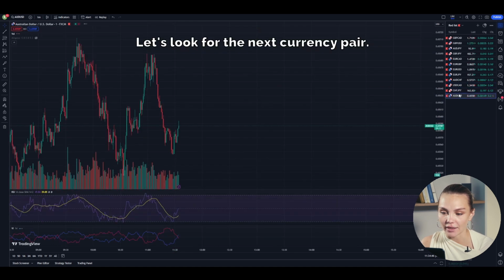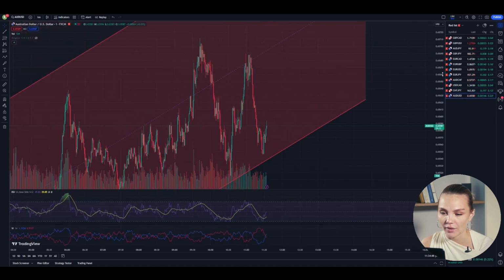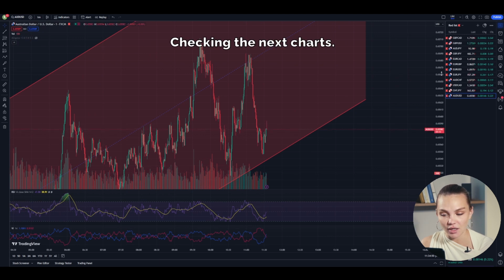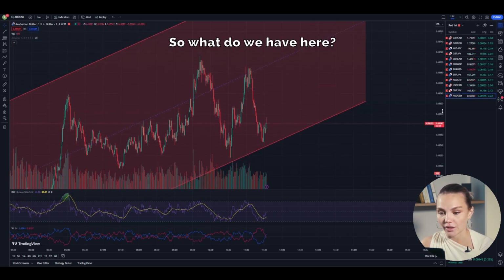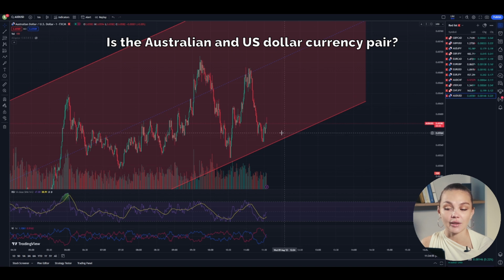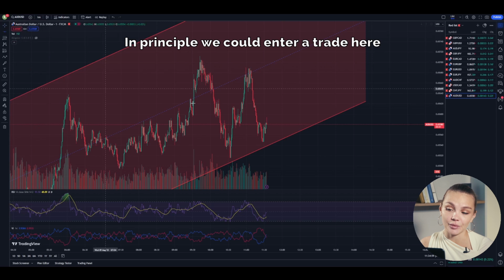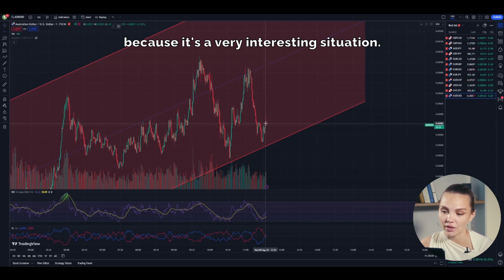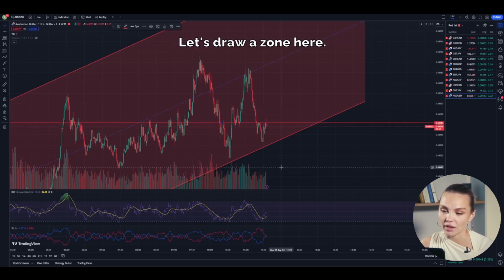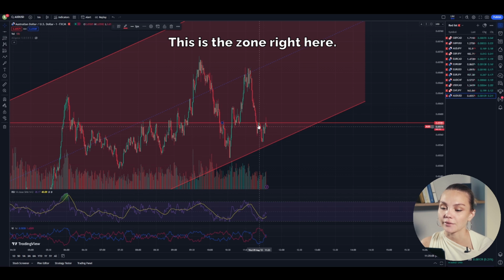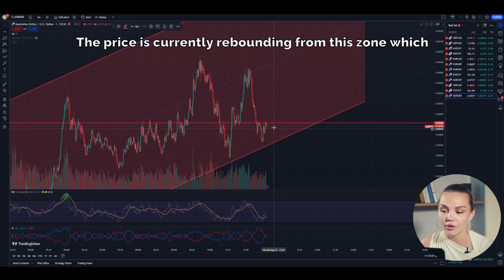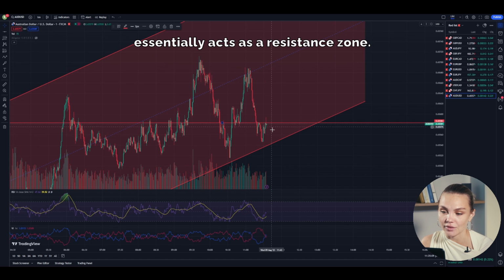Let's look for the next currency pair. Checking the next charts. So what do we have here? It's the Australian and US dollar currency pair. In principle, we could enter a trade here because it's a very interesting situation. Let's draw a zone here. This is the zone right here. The price is currently rebounding from this zone, which essentially acts as a resistance zone.